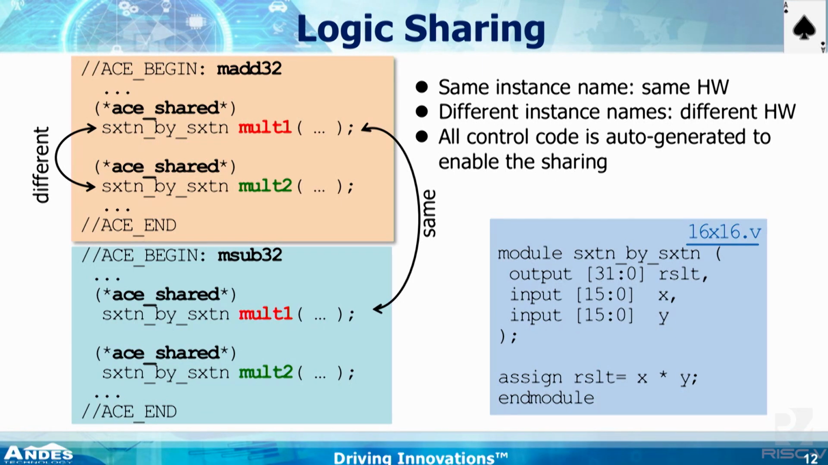So for example, in this case, you have a 16 by 16 multiplier, and you have instructions called math32 and msub32. So you can, using the share pragma, and using the instance name to specify whether that instance is the same instance. If it is the same instance name, that means the same hardware. And a different instance name is different hardware. So you can see that math32 and msub32 can share that multiplier. So you can do it this way depending on how complicated your module is.